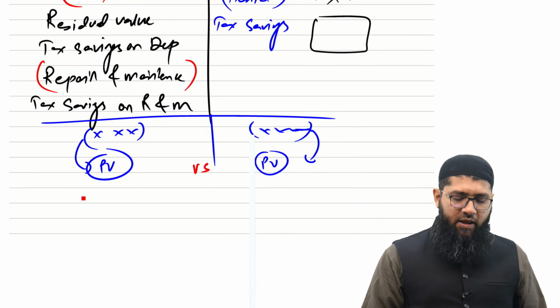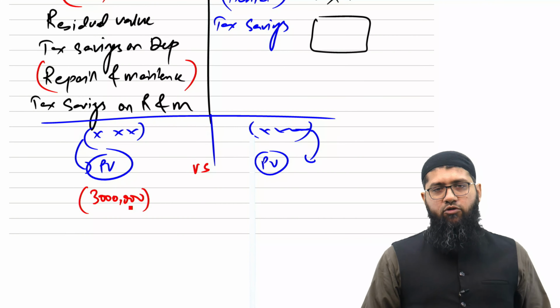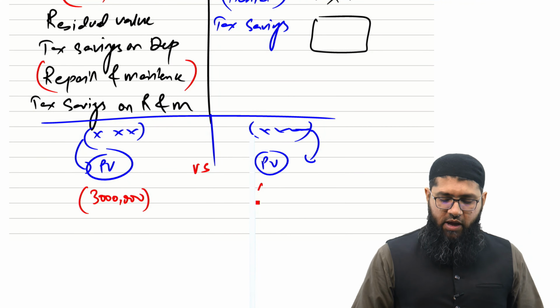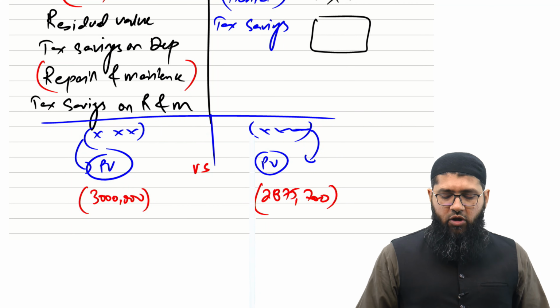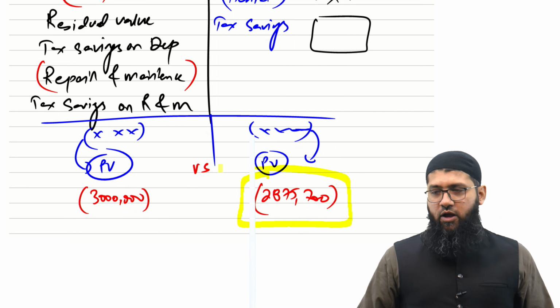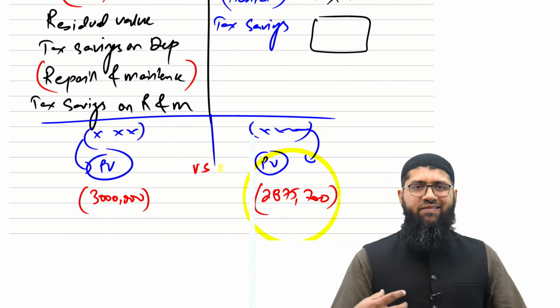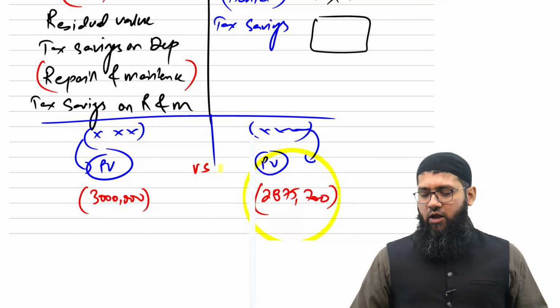So for example, if it turns out to be 3 million as an outflow for the buying option, and if it comes to 2,875,700 for the leasing option, obviously you are going to go for this specific option, which is the leasing option.